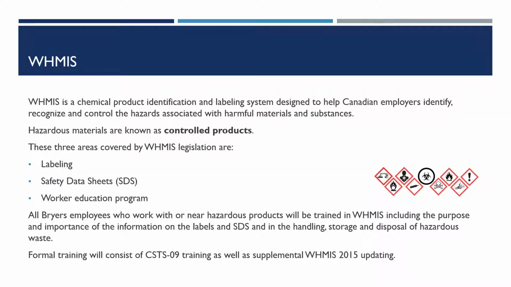WHMIS. WHMIS is a chemical product identification and labeling system designed to help Canadian employers identify, recognize, and control the hazards associated with harmful materials and substances. Hazardous materials are known as controlled products. The three areas covered by WHMIS legislation are labeling, safety data sheets, and worker education program.